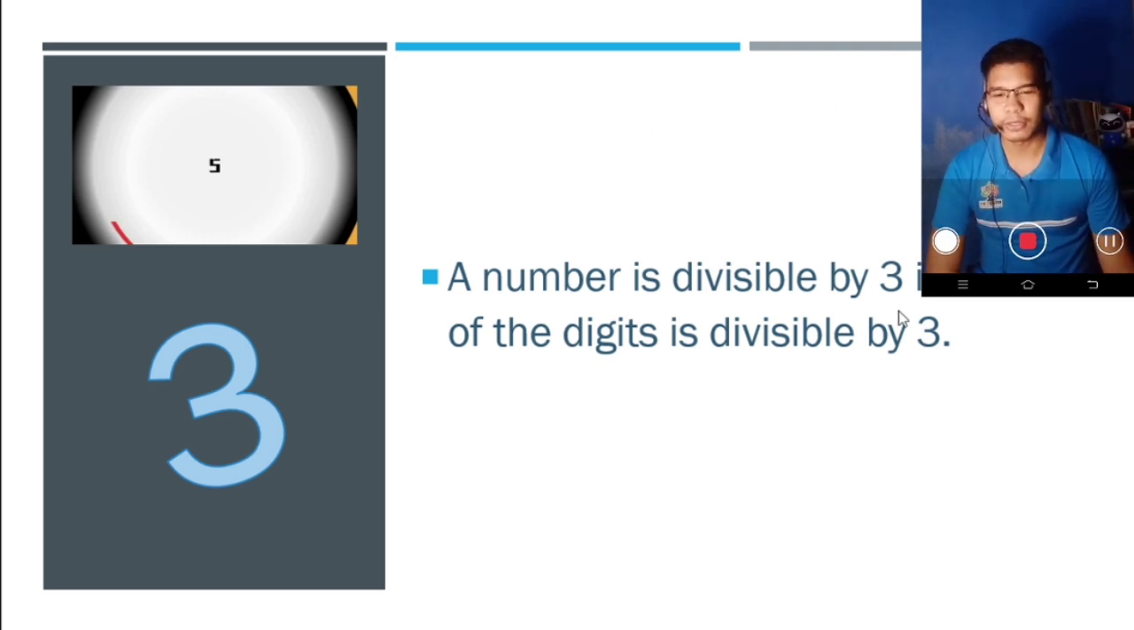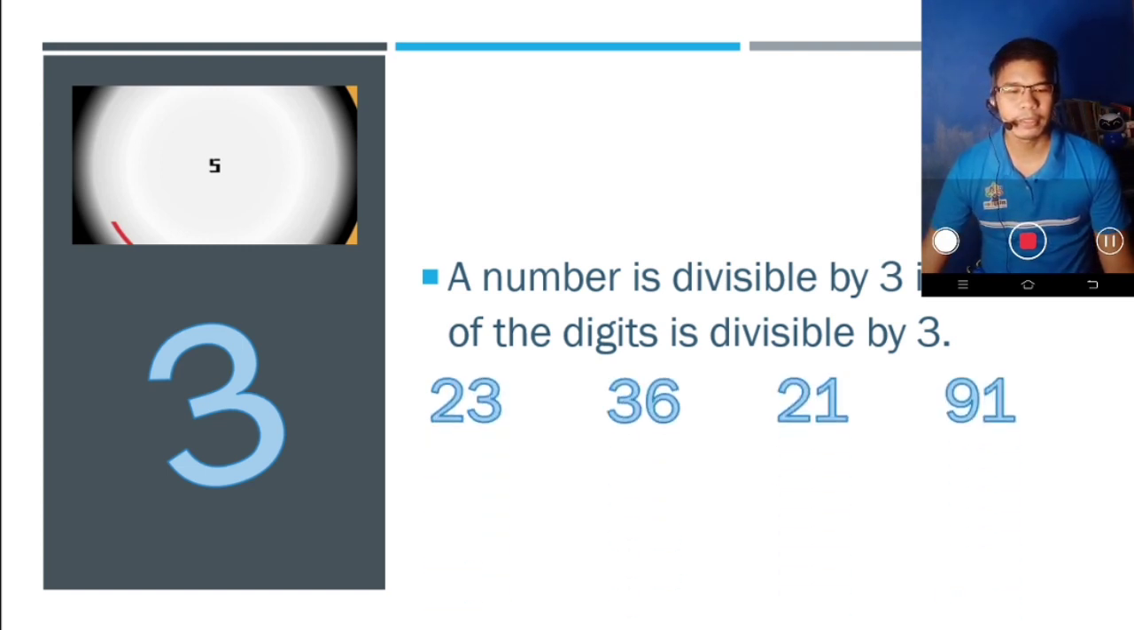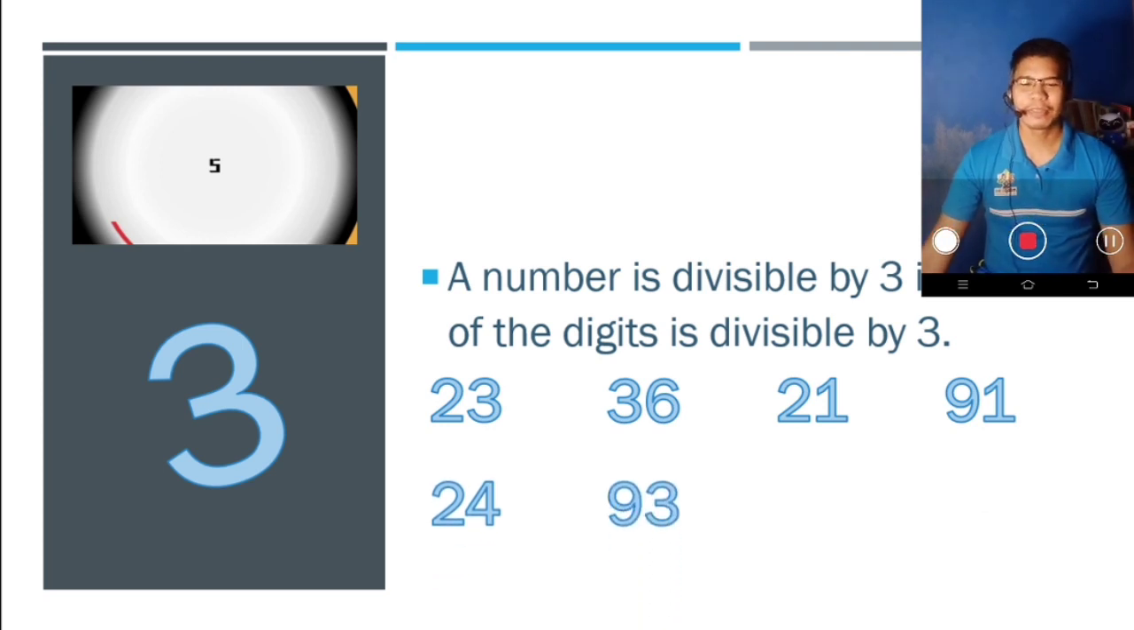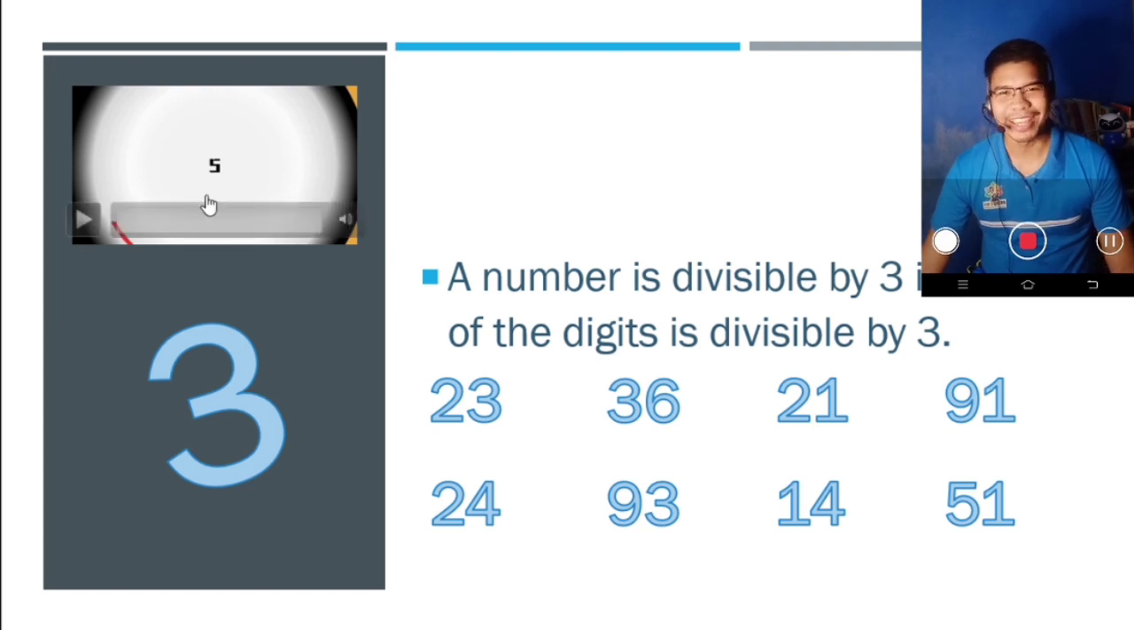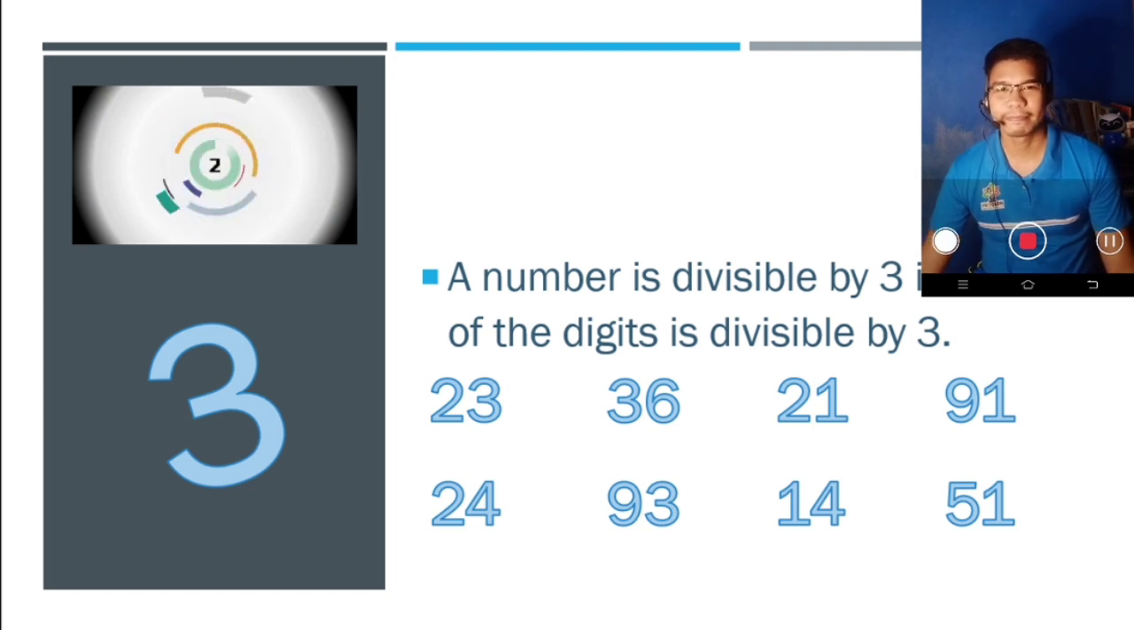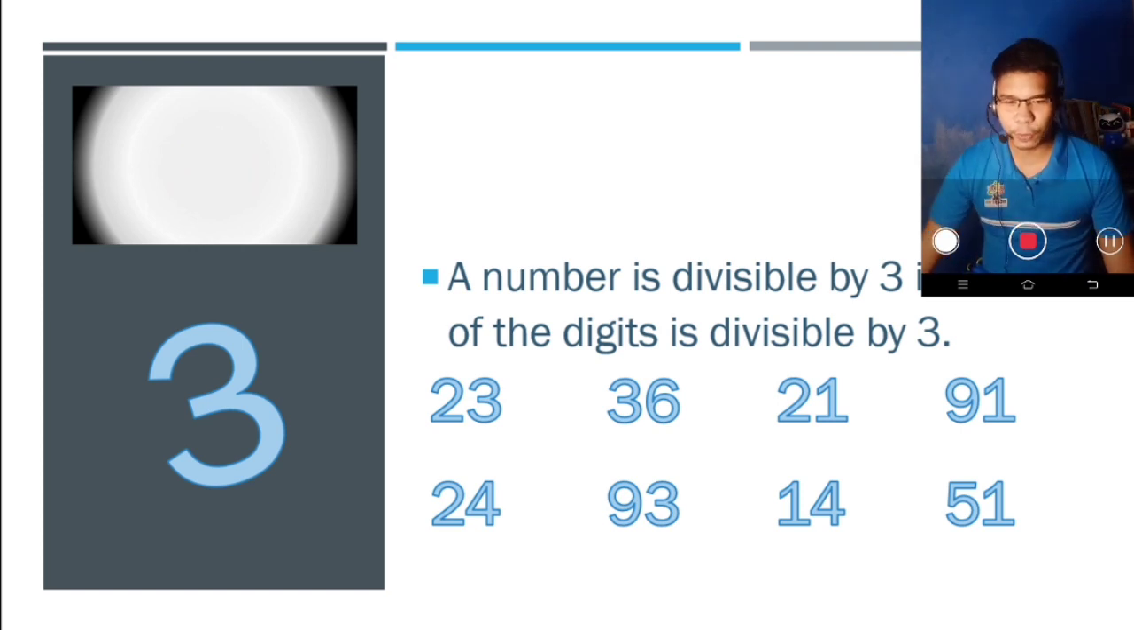Okay, so let us observe the numbers here: 23, 36, 21, 91, 24, 93, 14, and 51. I'll give you 5 seconds again to identify which of these 8 numbers are divisible by 3. Okay, let us now observe which of these numbers are divisible by 3, starting with 36.